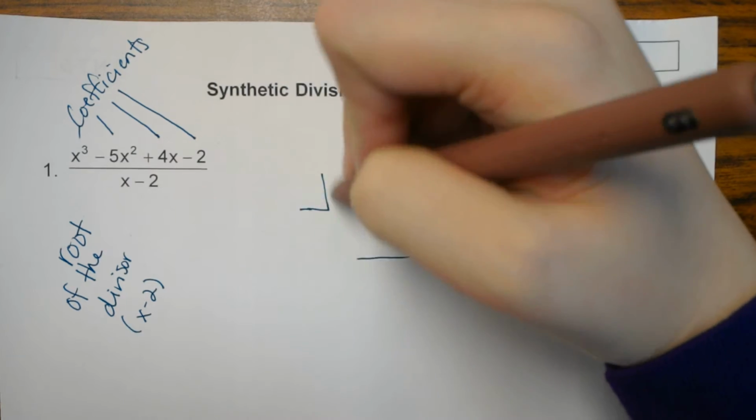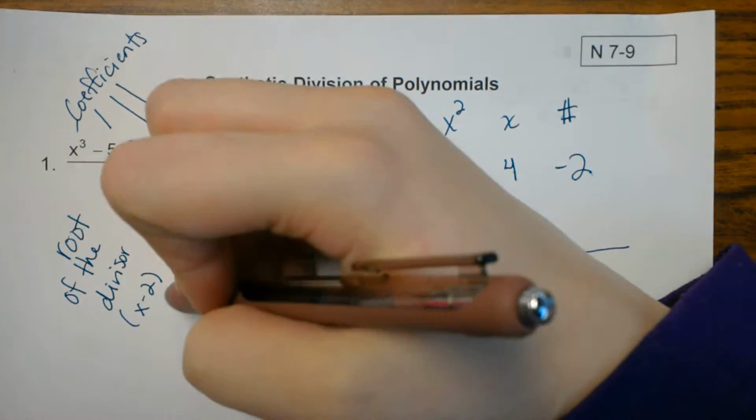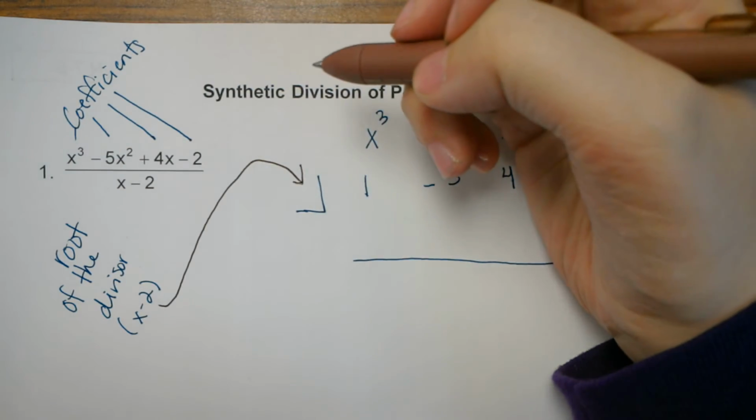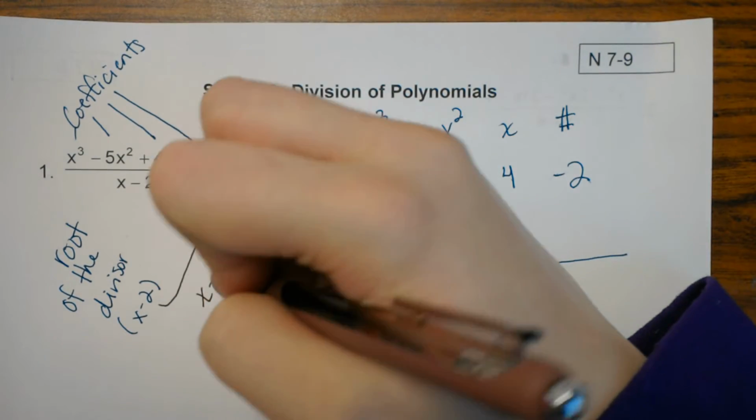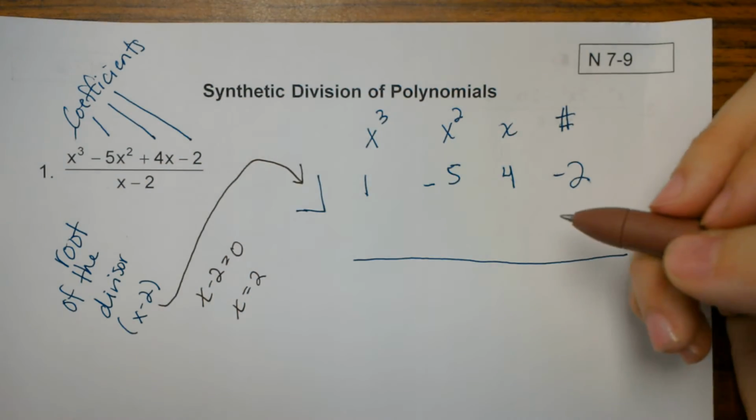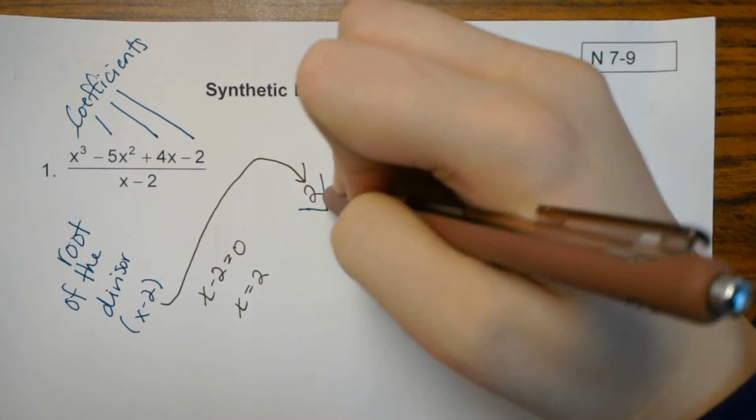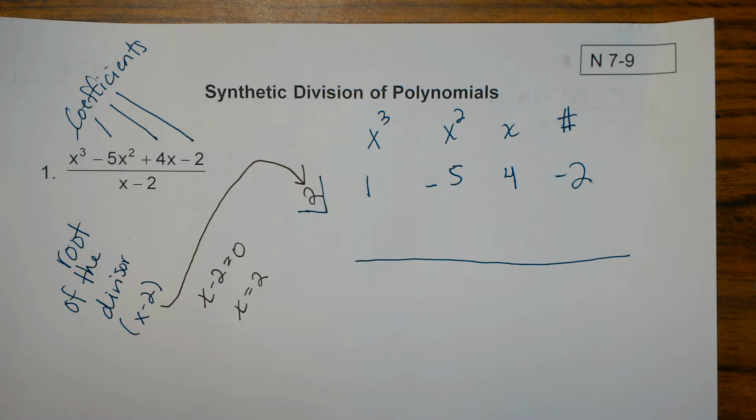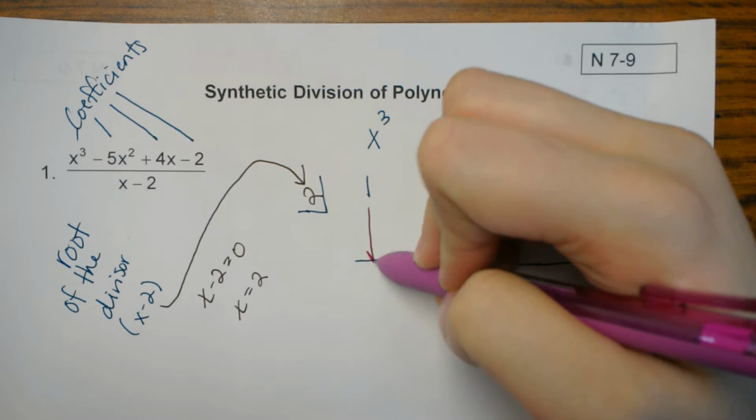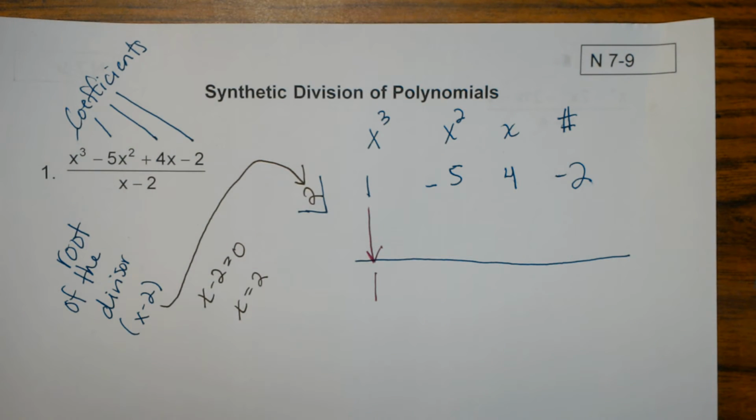So I have a little box here. We're going to set our factor equal to 0, and that number we get goes in that box. So x minus 2 equals 0. x would be 2. So put a 2 in here. The first number always drops down.